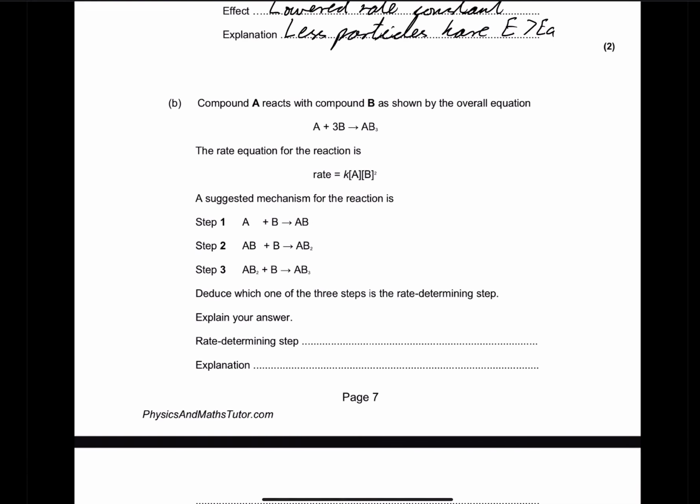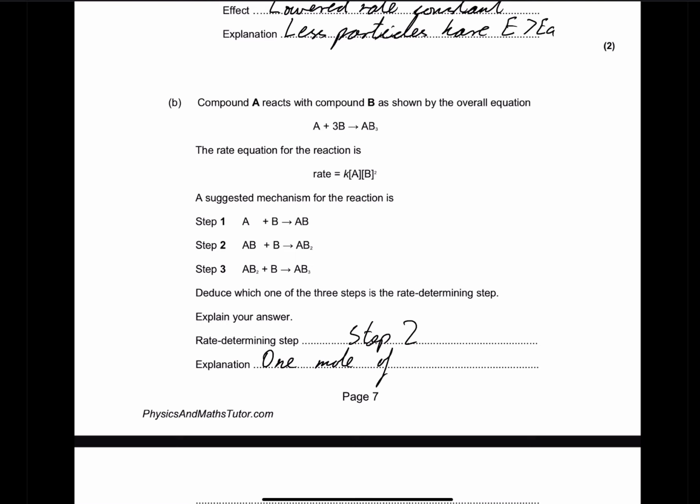Compound A reacts with compound B as shown in the overall equation. The rate equation for the reaction is given there. Deduce which one of the 3 steps is the rate determining step. It's clearly step 2, because there's 1 mole of A and 2 moles of B in the reactants.